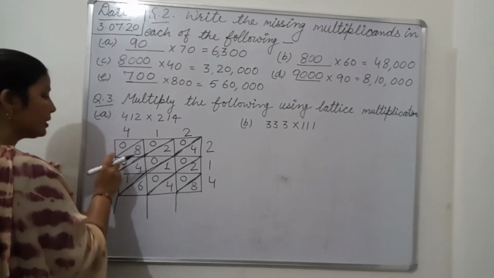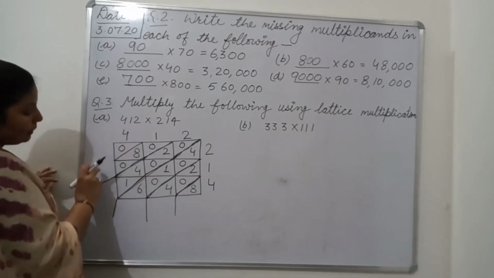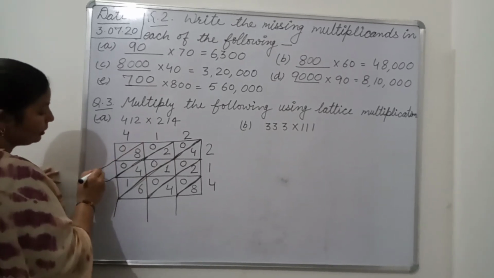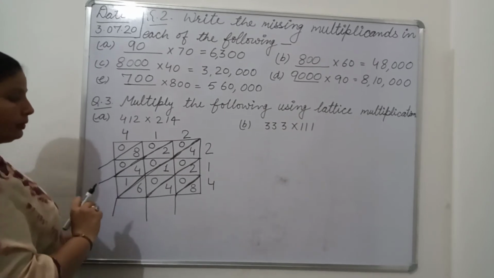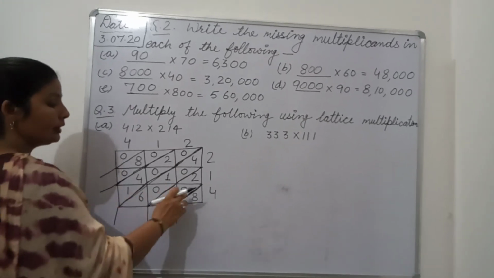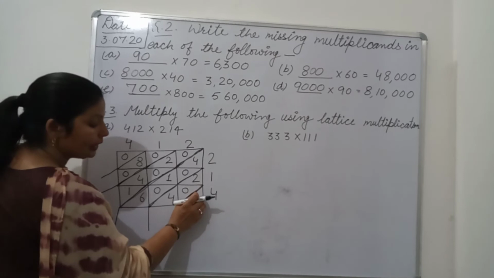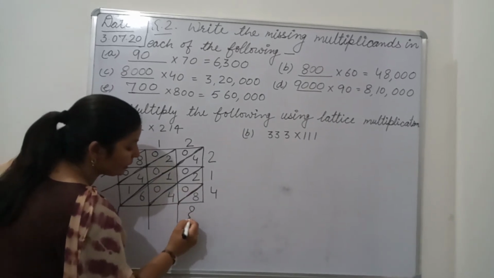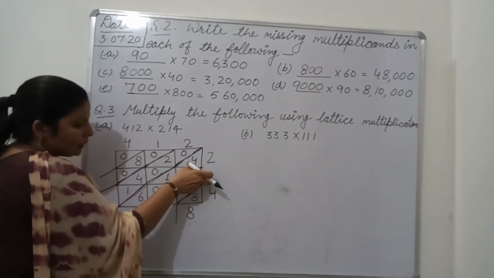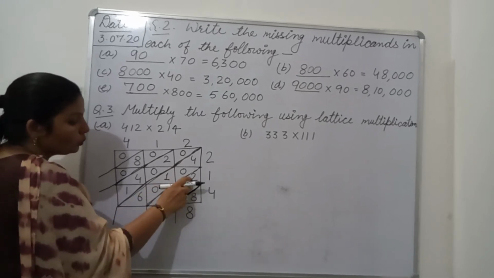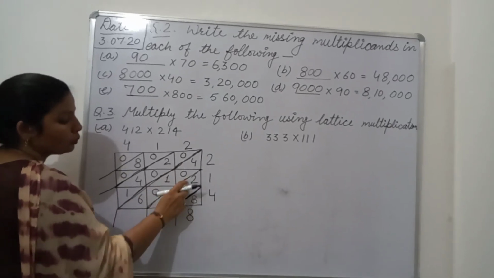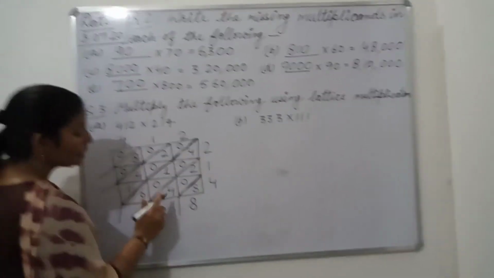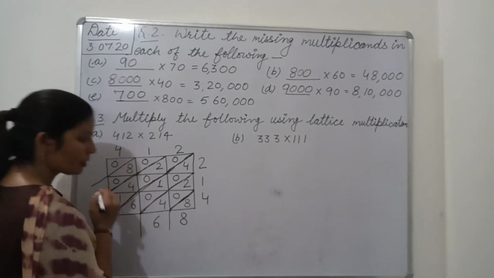And next diagonal is this. Between this diagonal, whatever sum comes, we write here, and the last sum is there. So we start our addition. Here we add, so there is only 8. So we write here 8. Between this diagonal we have 2, 0, 4. So 2 plus 0, 2. 2 plus 4, 6. Okay.